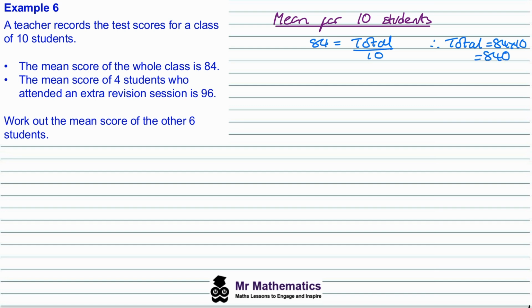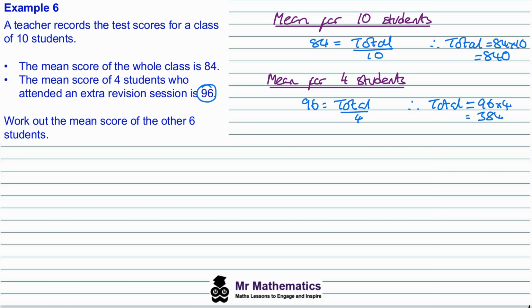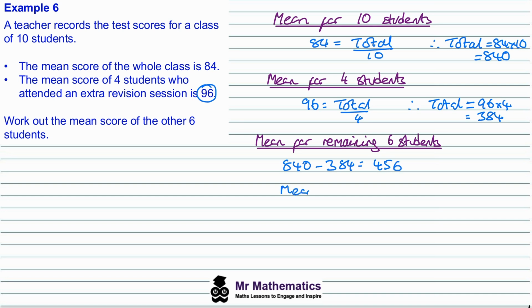840. We're given the mean of 96 for 4 students, so 96 will be the total divided by 4. So this total will be 96 multiplied by 4, which will give us 384. So the mean of the remaining 6 students will be the difference between the 840 and the 384, which will give us 456. So we'll have a mean of 456 divided by 6, which is 76.